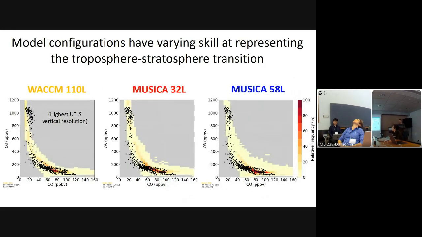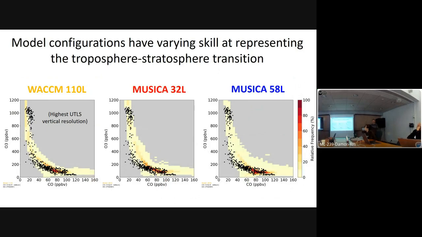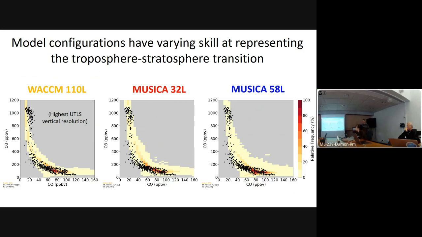Next, we're looking at some tracer relationships. This is the CO and ozone tracer relationship for the three different model configurations. What we can see on the left is that the WACCM 110 level seems to do the best job of representing the troposphere to stratosphere transition. That's the region where CO is decreasing and ozone is starting to increase.